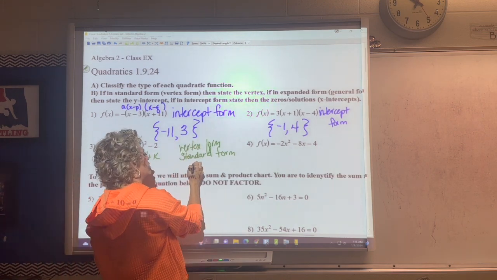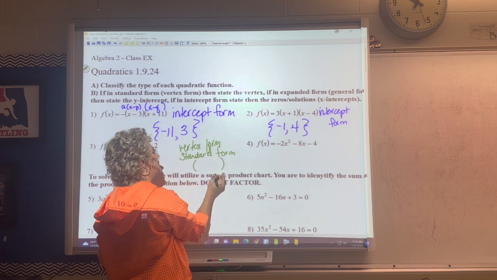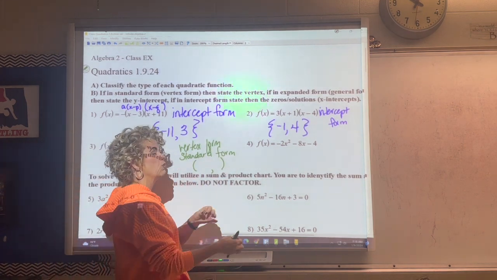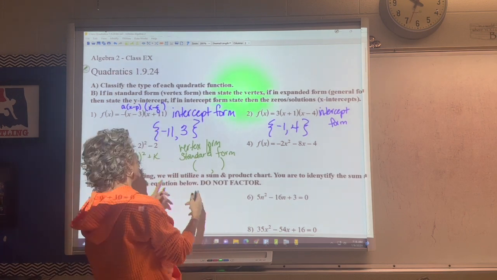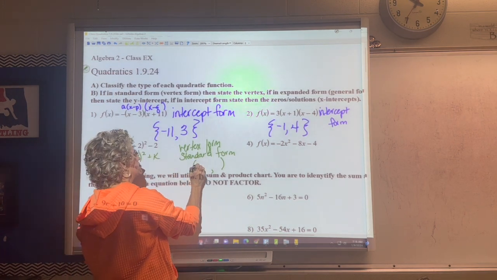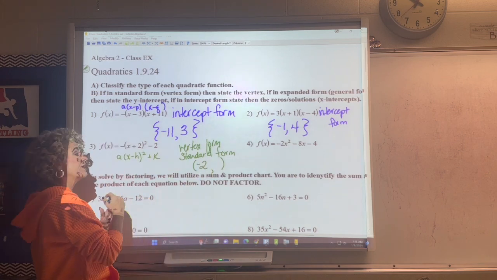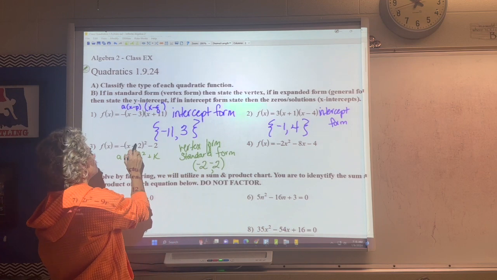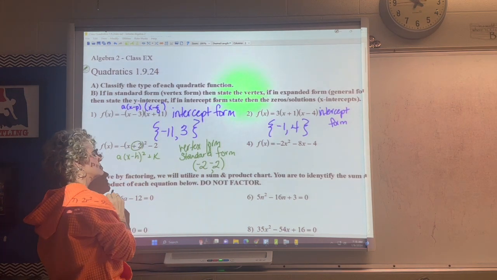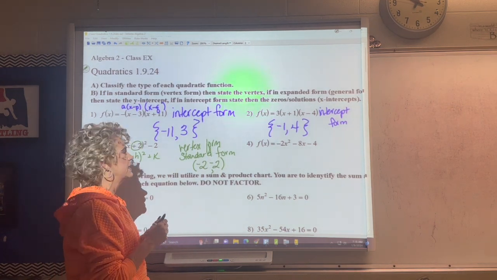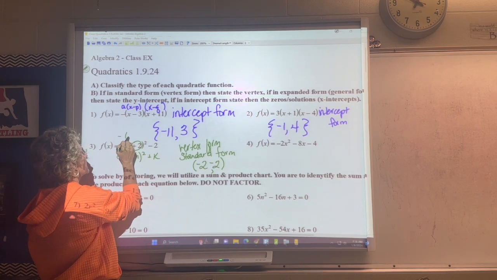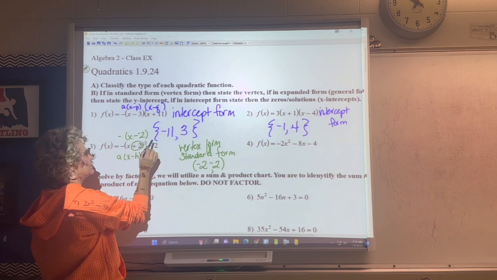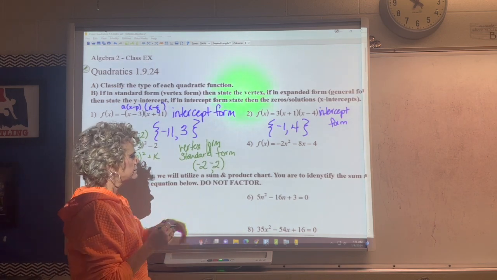Now we have to state our vertex. Our vertex is in coordinate points, x value, y value. Our x value of our vertex is h. H happens to be a negative 2. Our k value is a negative 2. Okay? Remember, for this to be a positive 2, h has to be negative. So we would have literally x minus a negative 2. That's how we get our positive 2, and then our k is a negative 2.